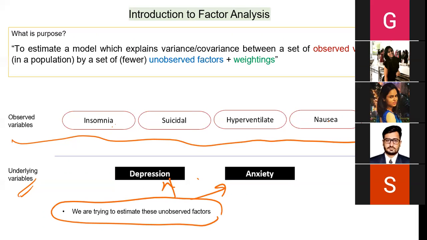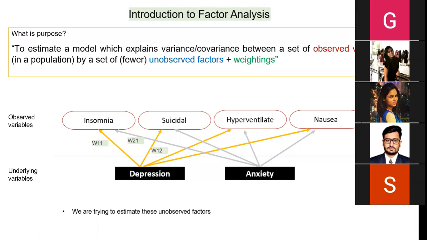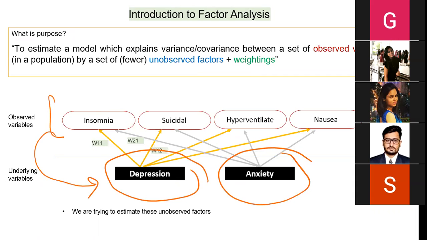So I showed you this example, say depression, anxiety. All these are unobserved factors. A person can say that, okay, I am facing insomnia. These are the symptoms. Or I am having suicidal thoughts, hyperventilation is a condition, nausea. He is experiencing all these things. But what is the underlying reason for this? Why are these symptoms coming? Is it depression? Is it anxiety? So what factor analysis can do is that it finds the covariance or variance between these observed variables and tries to explain it through some underlying variables. Here, depression and anxiety.